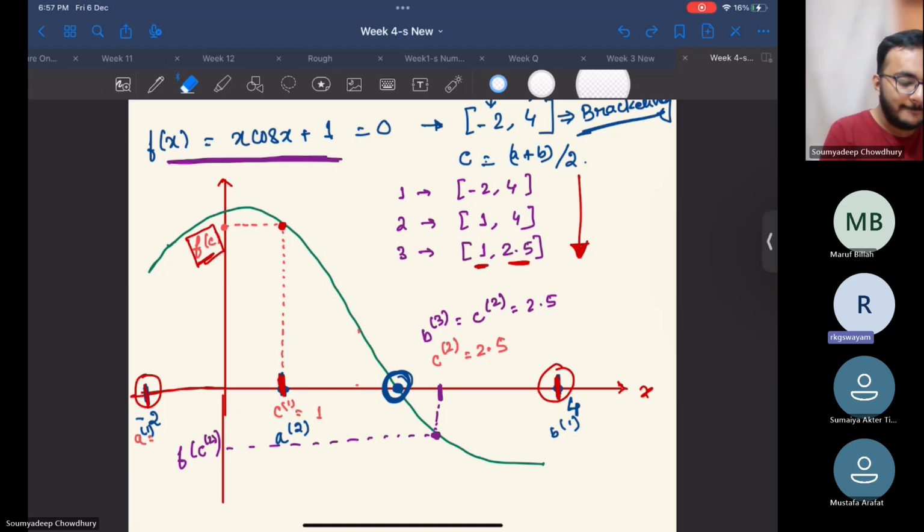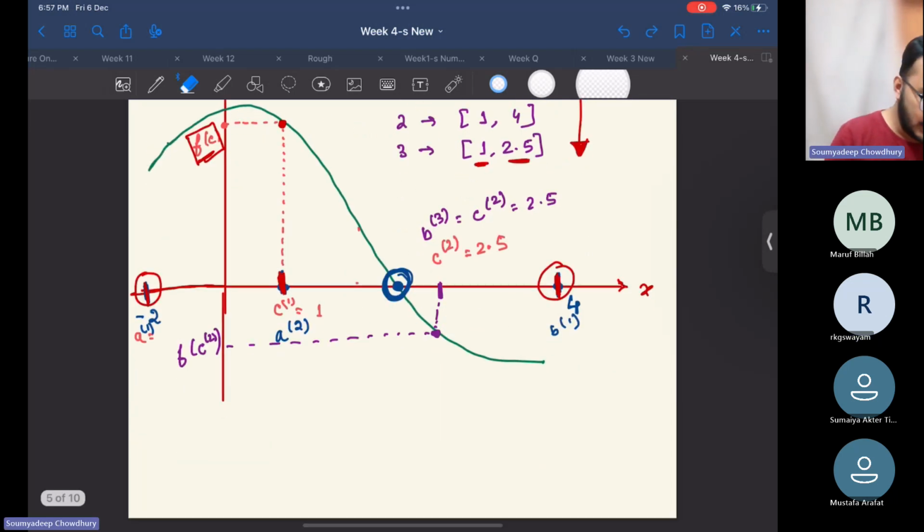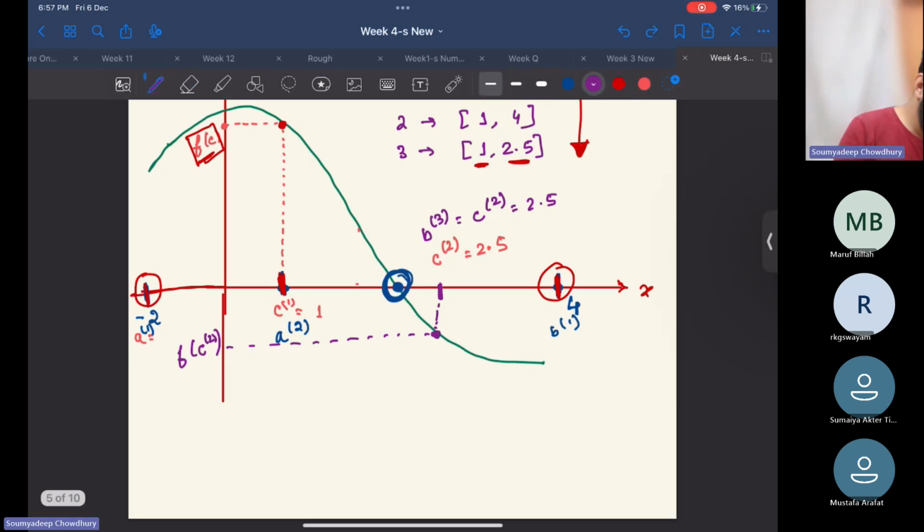I have a question here. What if we have multiple peaks and valleys in the given interval? Like say in this interval minus 2 to 4, I have multiple peaks and valleys of the given function. Okay, I understood your question. You are telling like this, right?